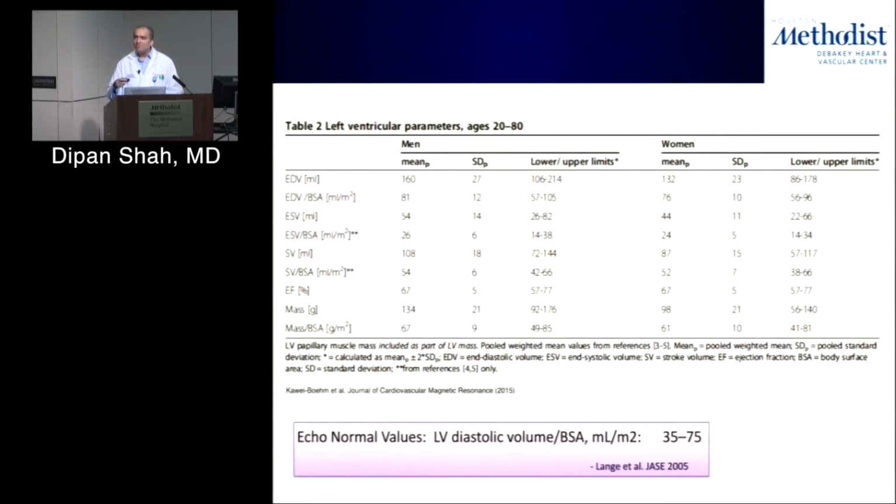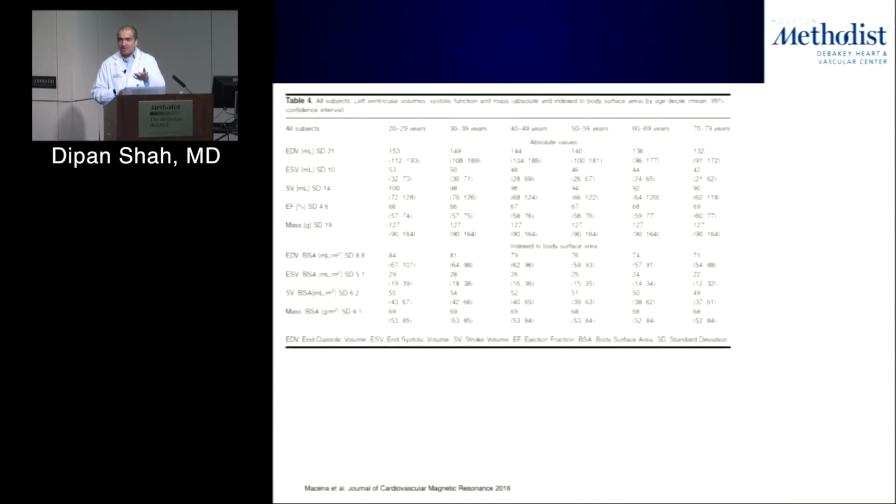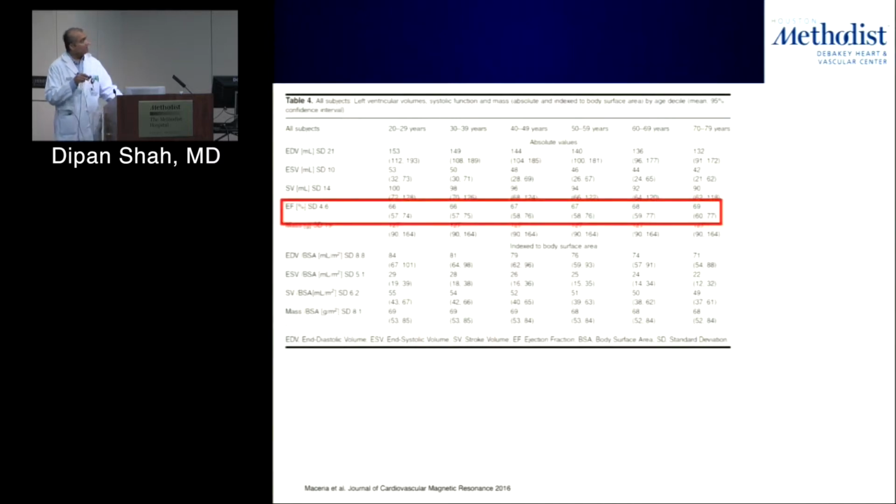So you need to know, before you start calling dilatation, what are normal values for the imaging modality that you're using. And the same thing for CT, they'll have a series of normal values as well. The other thing also is ejection fraction. You need to know what the range of normal values are.